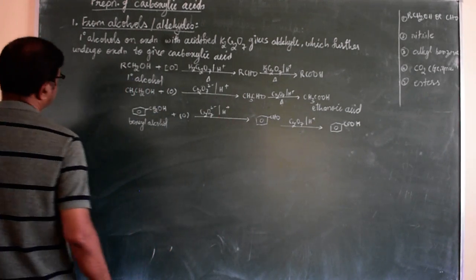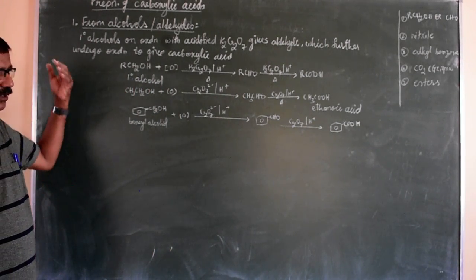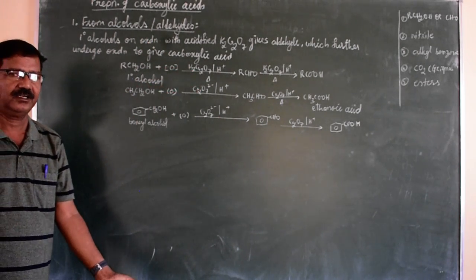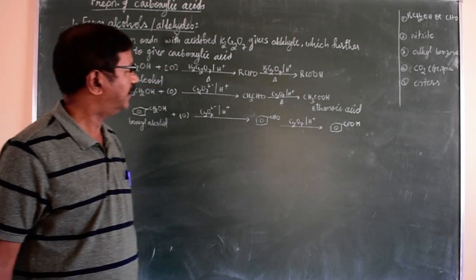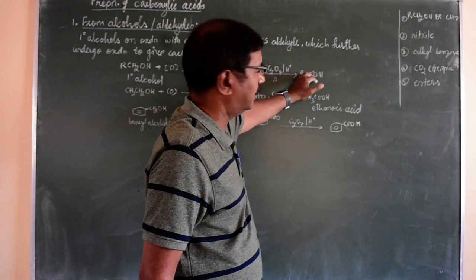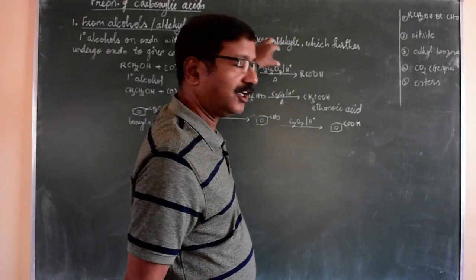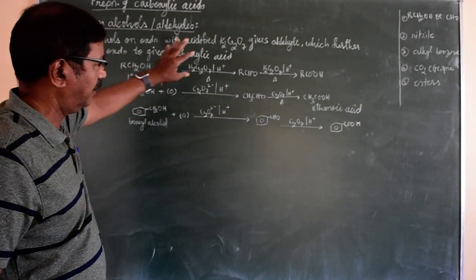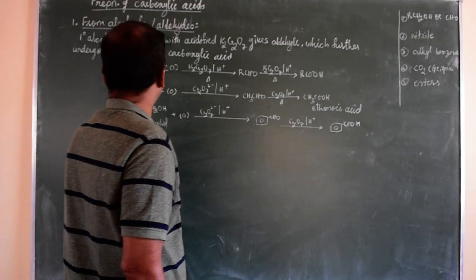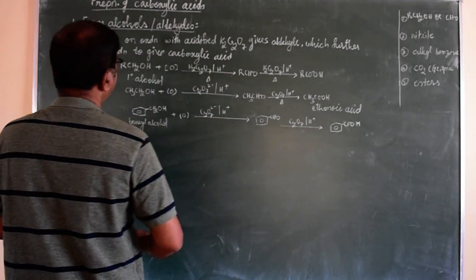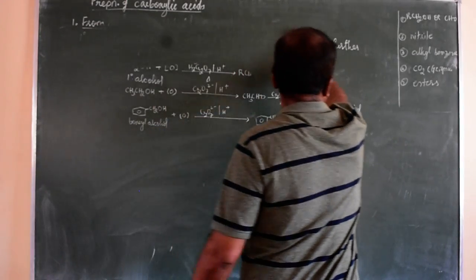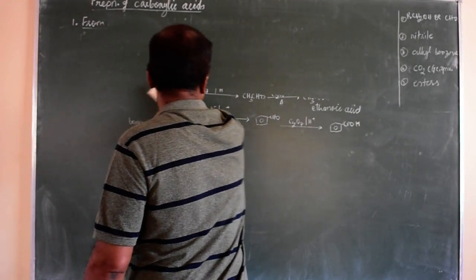This is from alcohols or aldehydes. We know alcohols on oxidation give aldehyde, or if we start with aldehyde itself, then it gives carboxylic acid directly. If we start with alcohols, then aldehyde is formed, which further oxidizes to carboxylic acid. The second method is from nitrile.